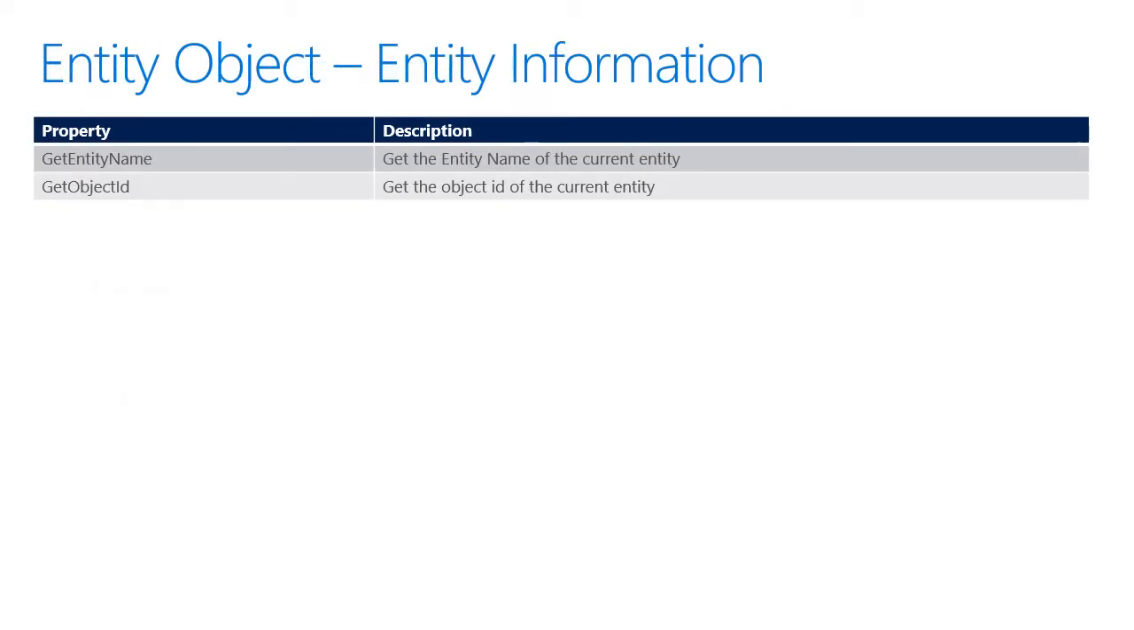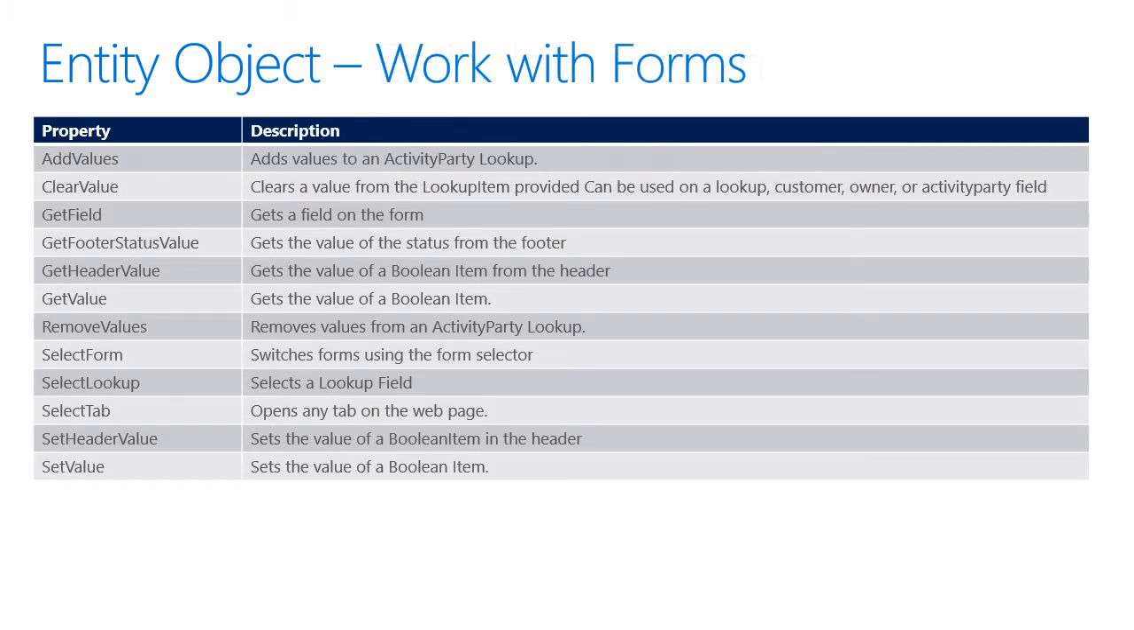So as part of the entity object, we have a couple of properties here called getEntityName and getObjectID, which will give us the name and the object of the current entity. So working with forms, you see we have many different properties that we can use here, including adding values for activity party lookups, clearing values, getting fields, setting fields, selecting tabs, selecting forms using the form selector, getting header and footer values, and removing values.